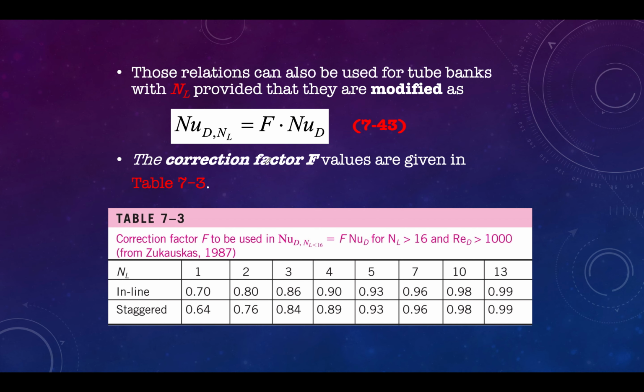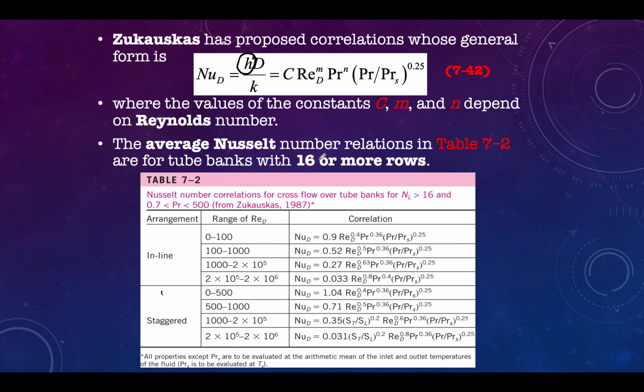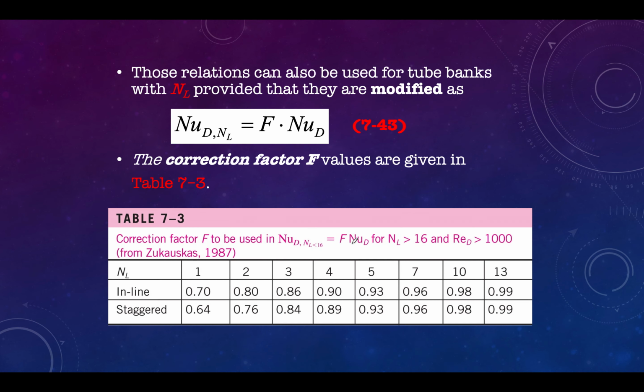F is the correction factor. You still have to find the Nusselt number using this, but after that you have to correct the value of the Nusselt number by multiplying with the correction factor. How to determine the correction factor? You have to see here in the table, you can see 1, 2, 3, 4 up to 13.